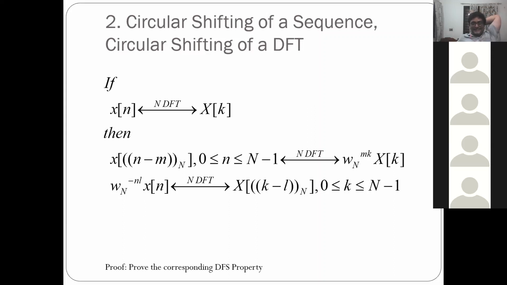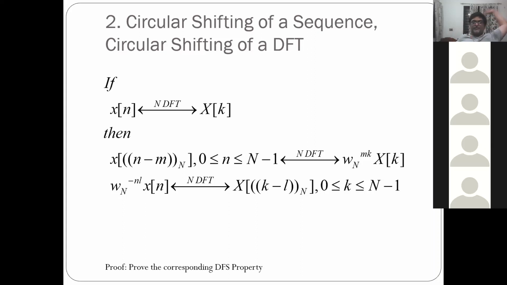If x(n) has an N-point DFT given by X(k), then x((n minus m) modulo N), where n is between 0 and N minus 1, has an N-point DFT given by W_N raised to nk into X(k). Okay, so we'll stop with that.